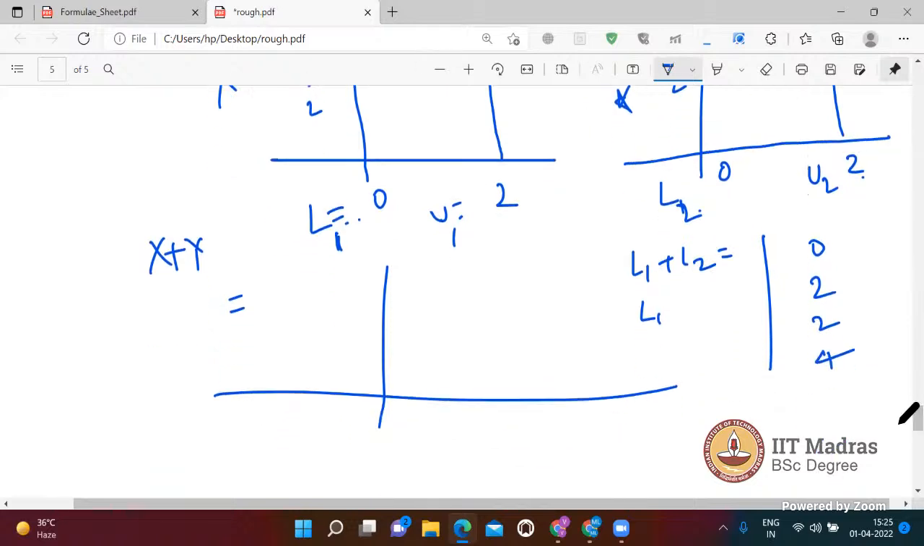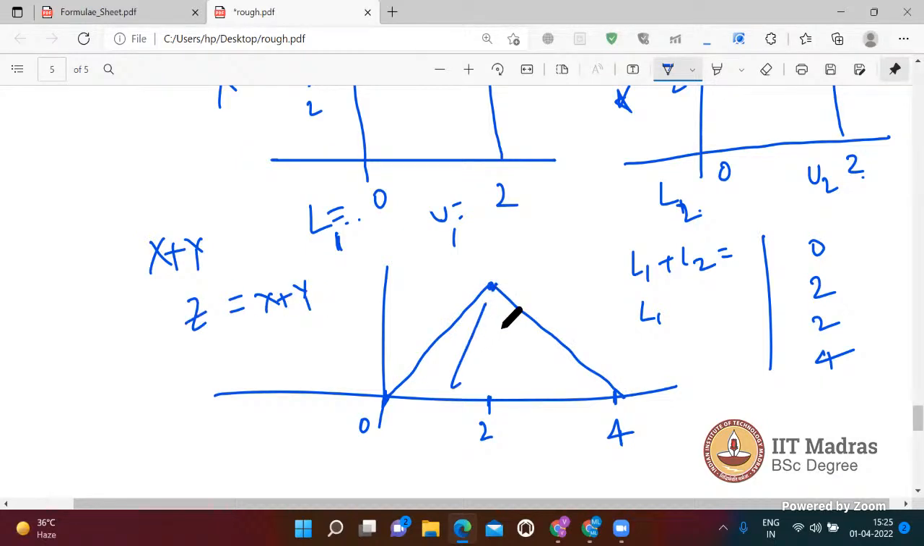So 0 is there, 2 is here, and here it is 4. At 2 you'll get the peak. This is what you get for z, that is x plus y, and the maximum value you can calculate, since the area under this curve will be 1. So you can calculate the area directly. Have you got the point?